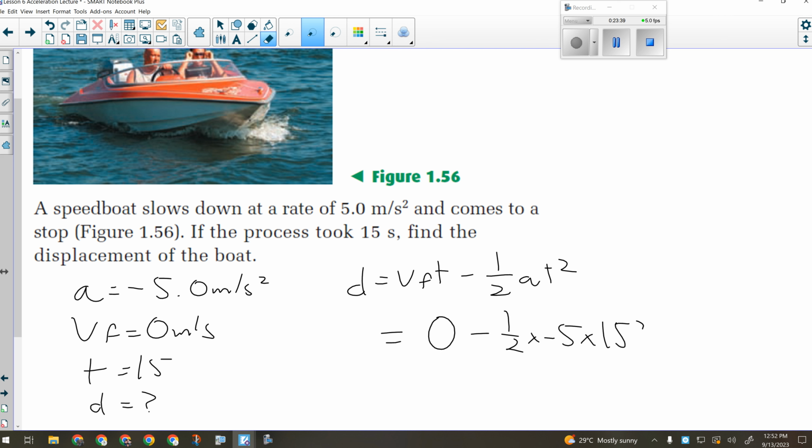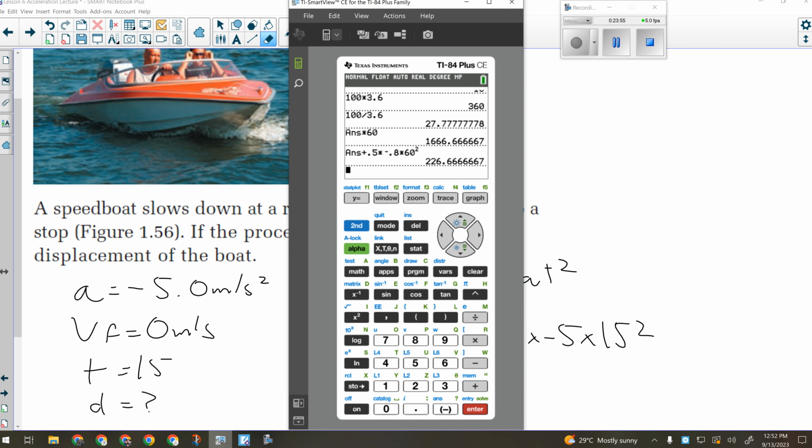Okay. Is keeping the 0 in there important? It is. I can't just eliminate it. I've got to subtract something from 0. In this case, it's actually going to end up like I'm adding it because I have a negative number inside. So 0 minus 0.5 times negative 5, times 15 squared.